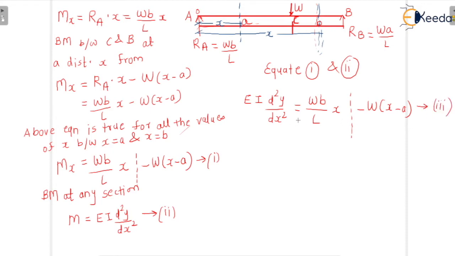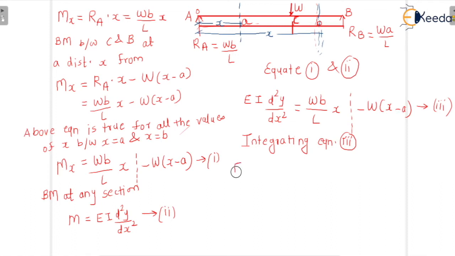Now we are going to integrate this equation. Integrating equation number 3, we get EI d²y/dx² becomes EI dy/dx, then Wb/L x²/2, then this part here we have to integrate as a bracket. We are not going to open the bracket. So we will write W into (x − a)²/2. Remember this part for this particular method.